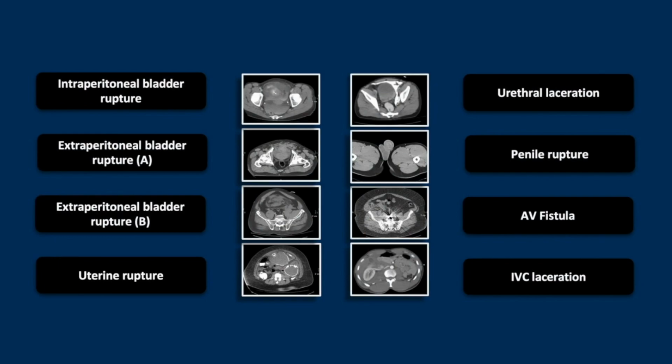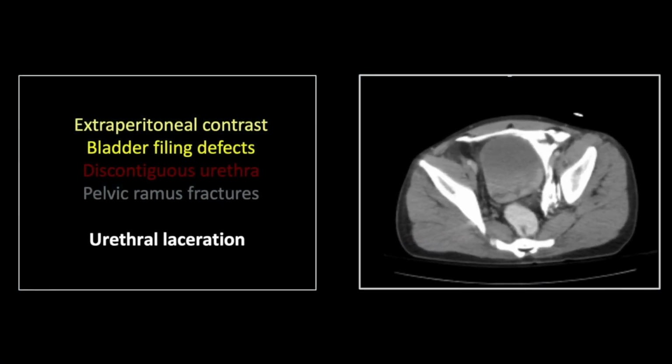Our next case is a urethral laceration. Of course, these look a lot like extraperitoneal bladder ruptures. There is a great deal of extraperitoneal contrast material. You can see there has been intravesical contrast, but relatively little. There is enough, however, to outline a hypodense filling defect consistent with a clot.